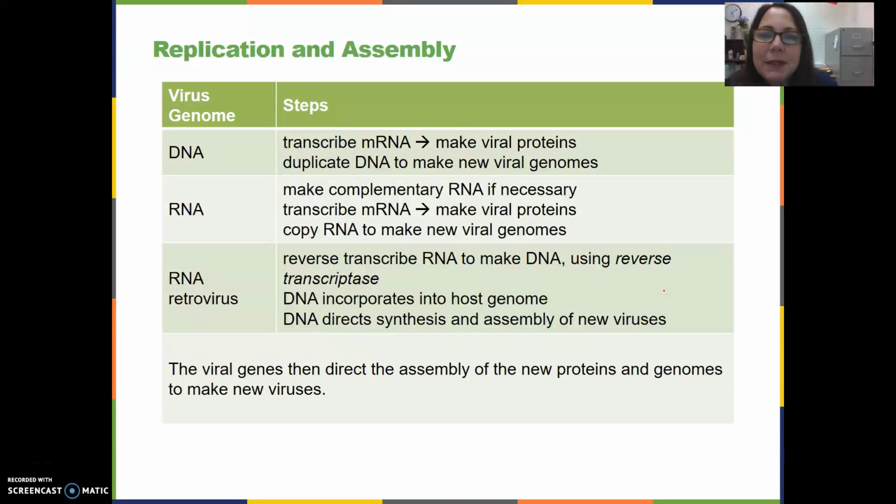Okay, so there's attachment, there's entry, and then there's replication and assembly. The viral genome has to do two things. It has to replicate so that a new virus can have the genetic material as well. And then it also has to carry out transcription and translation to make the proteins that form the capsid. So if the genome is DNA, then it will transcribe messenger RNA and make proteins through translation, and then it will replicate or duplicate the DNA. So the components of the virus are DNA and the protein capsid. And other viruses will replicate and assemble in different ways depending on what the viral genome is, whether it's DNA or RNA, or whether it's a retrovirus or not. But all viruses have to replicate.